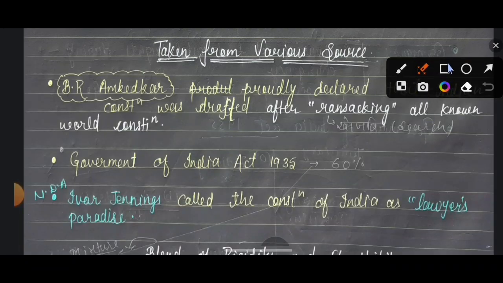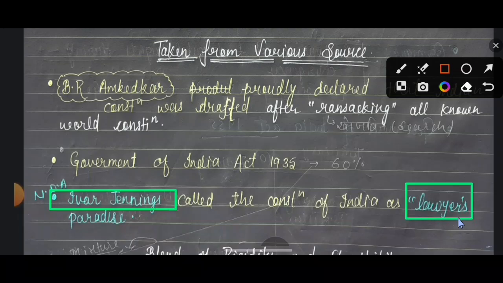Here is one more important statement: Ivor Jennings called the Constitution of India a lawyer's paradise, because advocates fight cases on the basis of the constitution. That's why Ivor Jennings called the Constitution of India a lawyer's paradise.